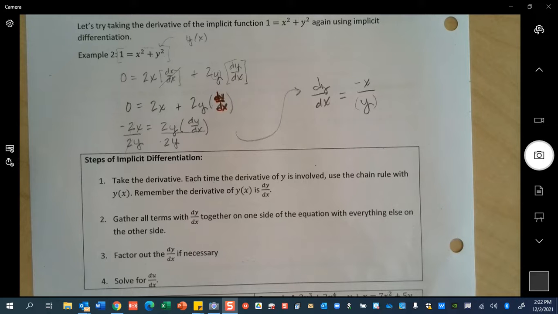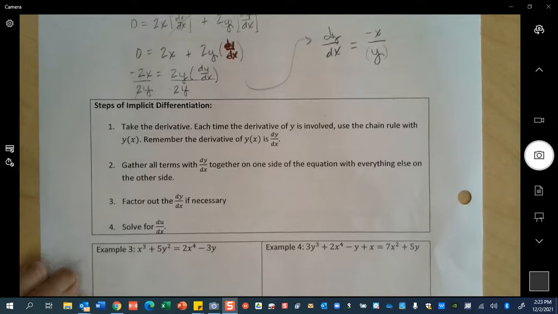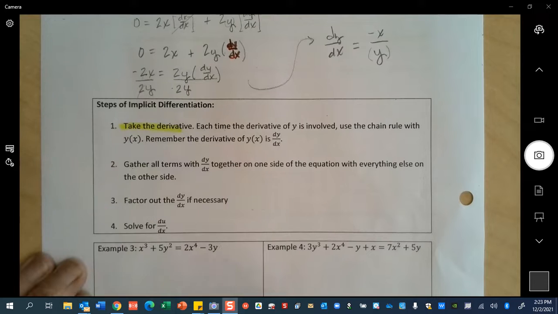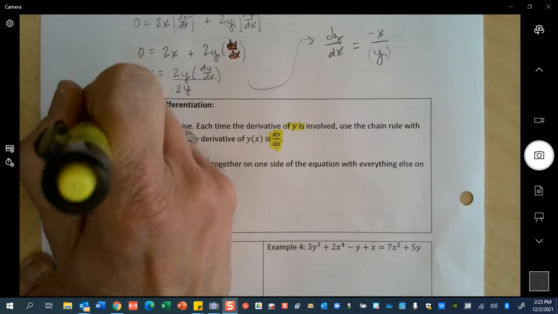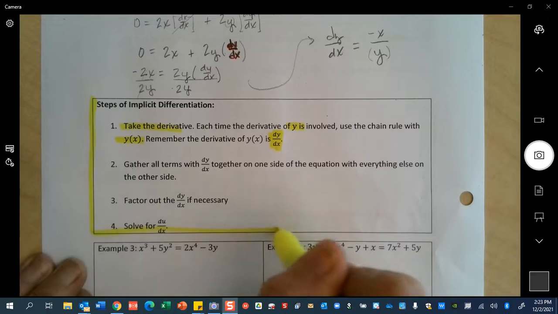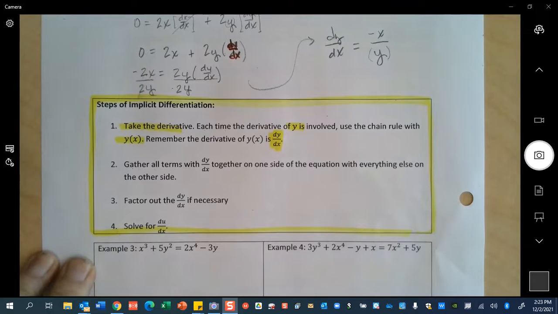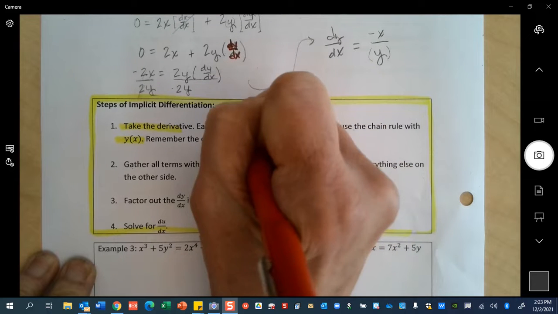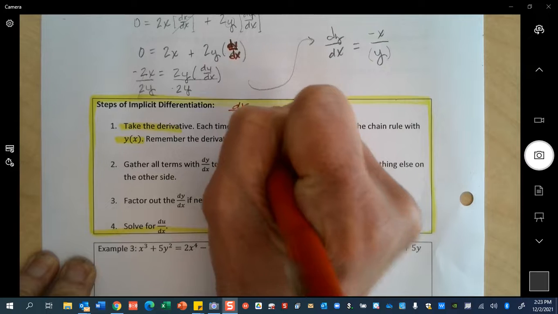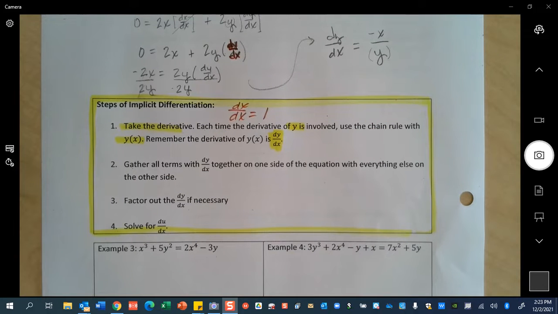Sound okay? All right, here's our steps. What we're going to do each time is we're going to take the derivative. Each time y is involved, you're going to take the derivative of y of x, giving yourself dy/dx. Don't worry about taking the derivative of x, because everybody knows that dx/dx is equal to 1. If you want to, write yourself a note that dx/dx is equal to 1, so there's no need to do that.